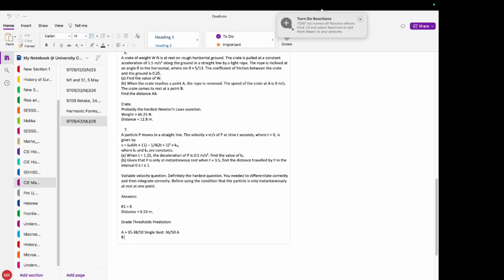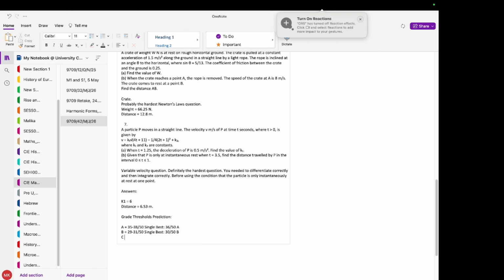Then a B should be around anywhere between 29 and 39 out of 50. And really, I would say that my single best prediction probably is 30 out of 50 for a B. A C will be around, I think, 25 to 26 out of 50. So my single best prediction would be 25 out of 50 for a C.